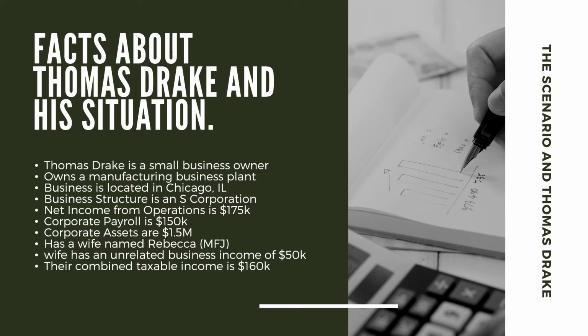Anyways, moving on. Thomas Drake's company has a net income from operations worth $175,000 and a corporate payroll that's worth $150,000. The corporation also has assets of $1.5 million, assumed to be equipment and not real estate property. Thomas Drake has a wife named Rebecca, and they are married filing jointly. His wife has unrelated business income of $50,000, and their combined taxable income is $160,000, which is the value after the standard deduction or itemized deductions has been calculated. Given this scenario, our team will base our analysis and conclusion on these specifics.